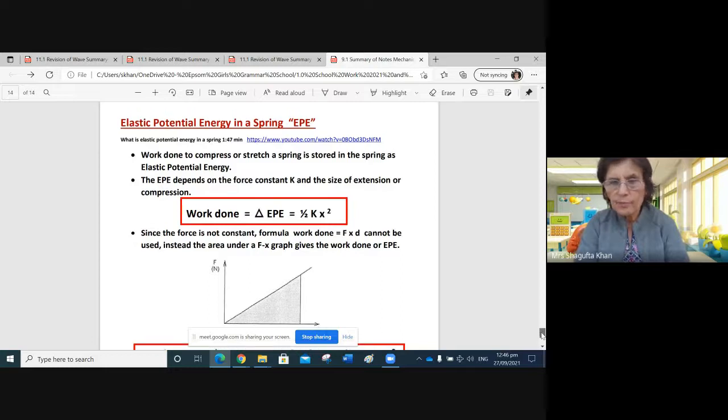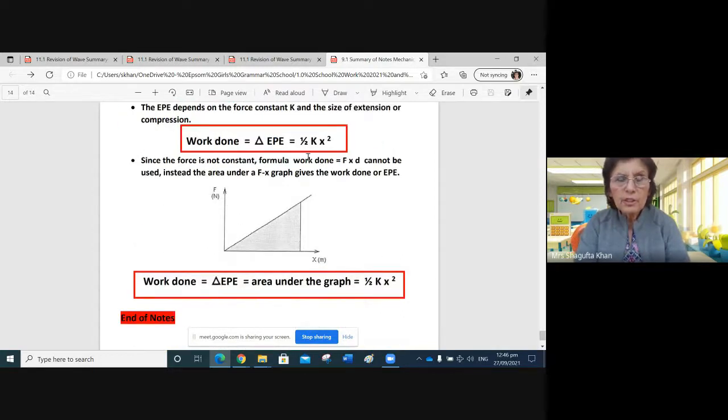In terms of graphs, you could be given information in terms of data or in terms of a graph. So if it was given as a force extension graph, then it's the area under the graph. And why can we not use force times extension? Because force is changing. F times d can only be used if force is not changing, but here the force is changing. So you have to use the area under the graph. And if we calculate that area, it will be base times height, and if we put the value of F as kx, it gives us half kx squared.